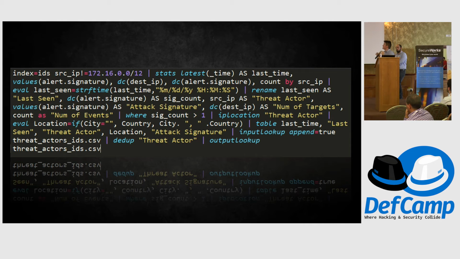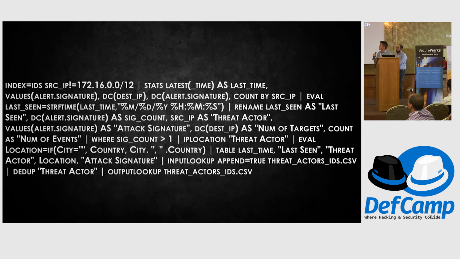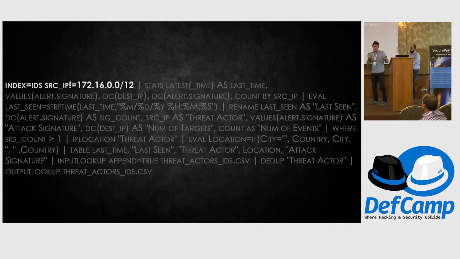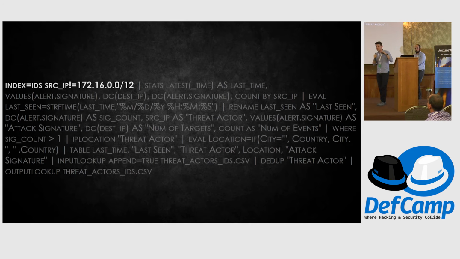For those of you who aren't familiar with Splunk, and for those of you who are, I'm going to go through this piece by piece and explain how this search works, just so that it's not quite such a nasty monster when you go to set it up in your organization. So index equals IDS, we're identifying the Suricata data that we want to access. Source IP is not equal to 172.16.